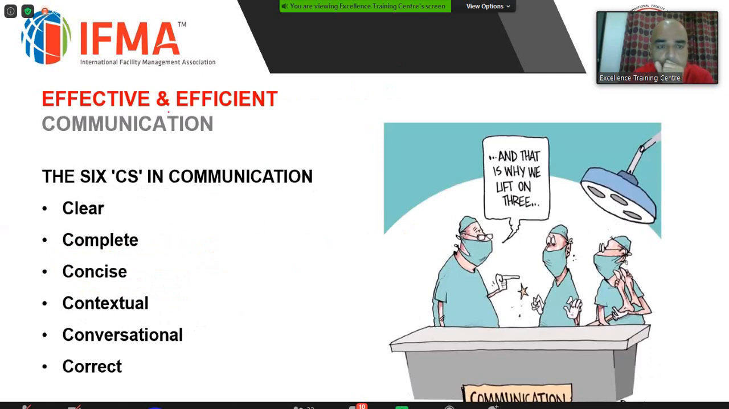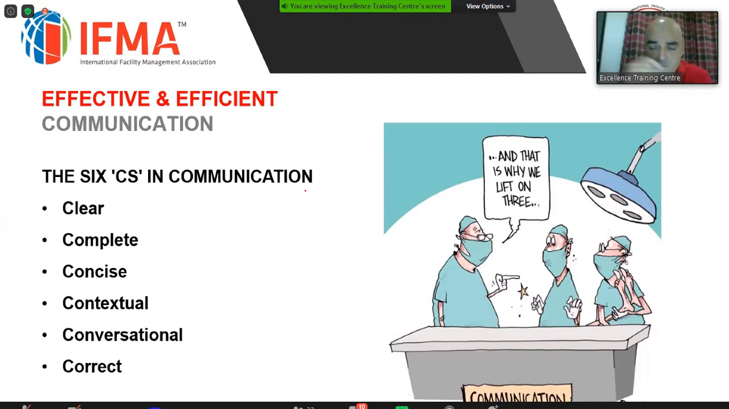The 6 C's of communication. For communication to be effective and efficient, it should be clear. So the message is clear and straightforward. Complete, in the sense of not giving partial information. If I want to convey something, okay, let's meet tomorrow. This is concise, but it's not clear. It's partial. Meet tomorrow where? Or everyone should attend tomorrow. Where? Don't assume that people know.